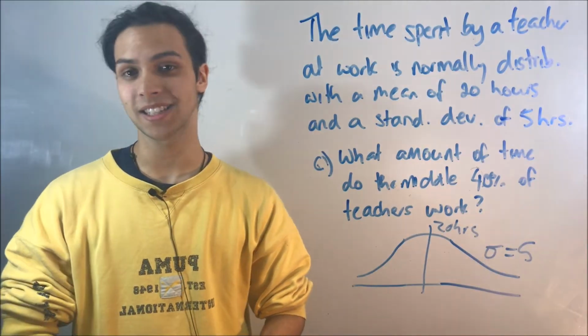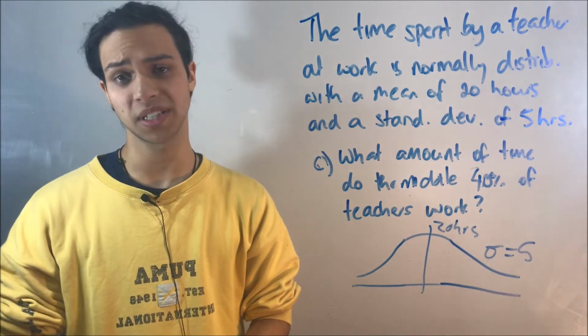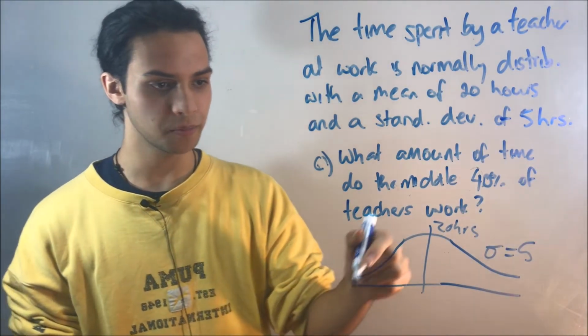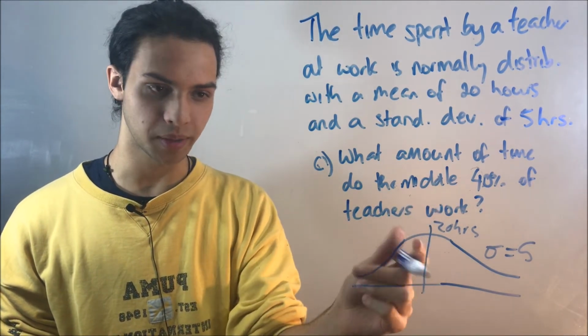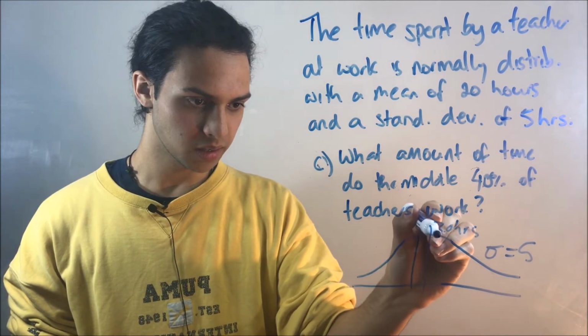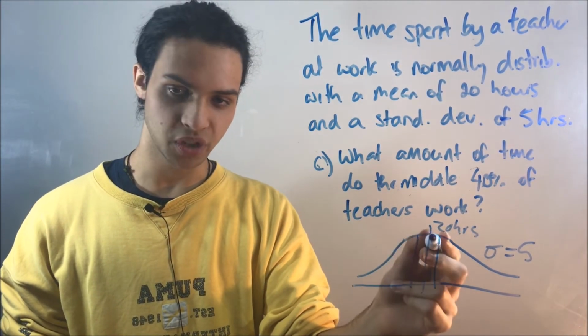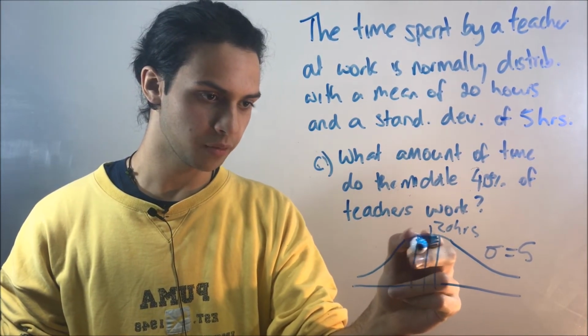Part C. What amount of time do the middle 40% of teachers work? This is a little bit more complicated, but it's the same general principle. First, we want to find 40 on either side of the mean. So we go 20 this side and 20 that side. Then we shade the same area in, and we have 40%.